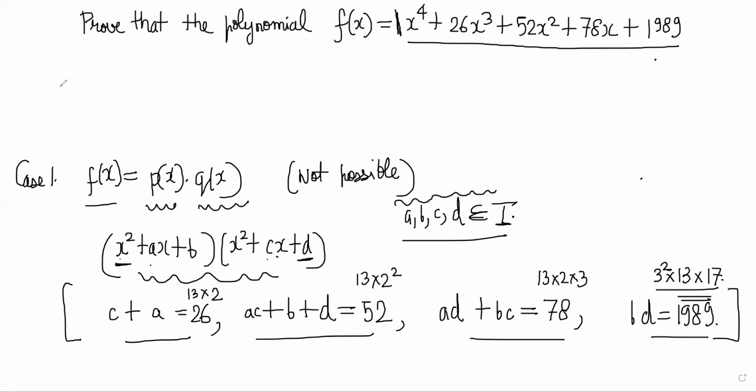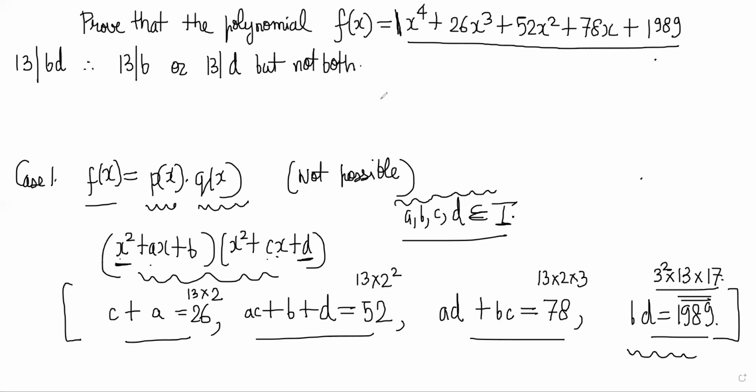So from the last one, I can say that one of b and d is divisible by 13. Correct. 13 divides b or 13 divides d, but not both. But then from ad plus bc equals 78, if I assume d is divisible by 13 but not b, so take this case, 13 does not divide b. Then d is divisible, so this part is divisible by 13, but we don't know anything about c. So right now, directly you can't say much. You have to look at this one actually first.